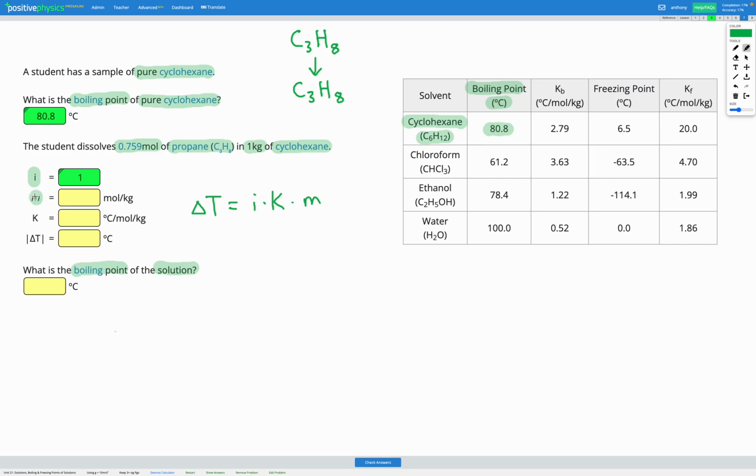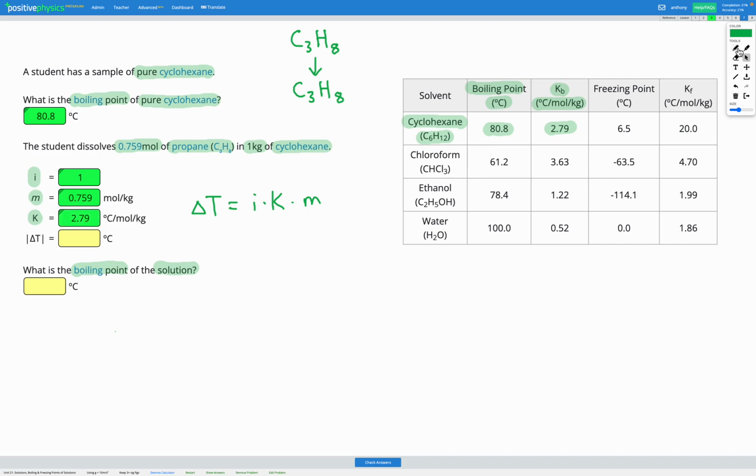m, that italicized m is our molality. That's moles per kilogram. And in this question, we had 0.759 moles of propane in 1 kilogram of cyclohexane. So that's going to be our molality, 0.759 moles per kilogram. K, that's either going to be our boiling point elevation constant or our freezing point depression constant. Since this question is about boiling points, we're going to be using Kb, which is our boiling point elevation constant. For cyclohexane, that's 2.79. So we can fill that in here.